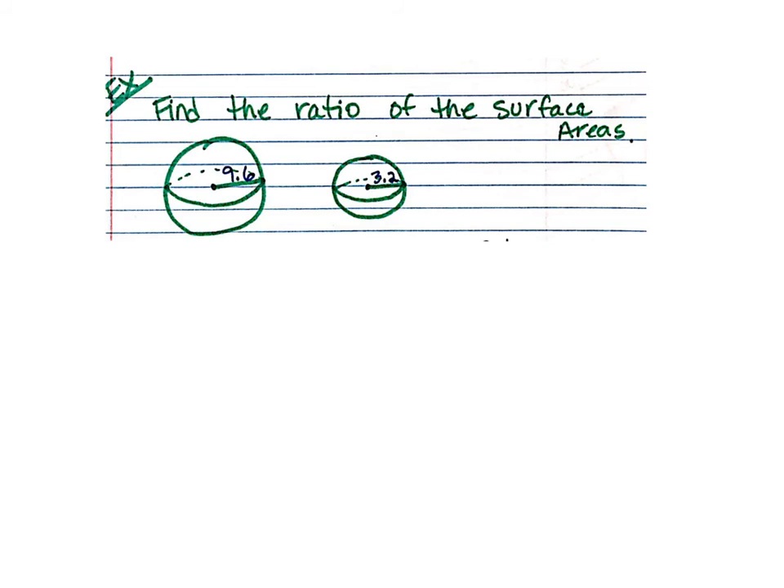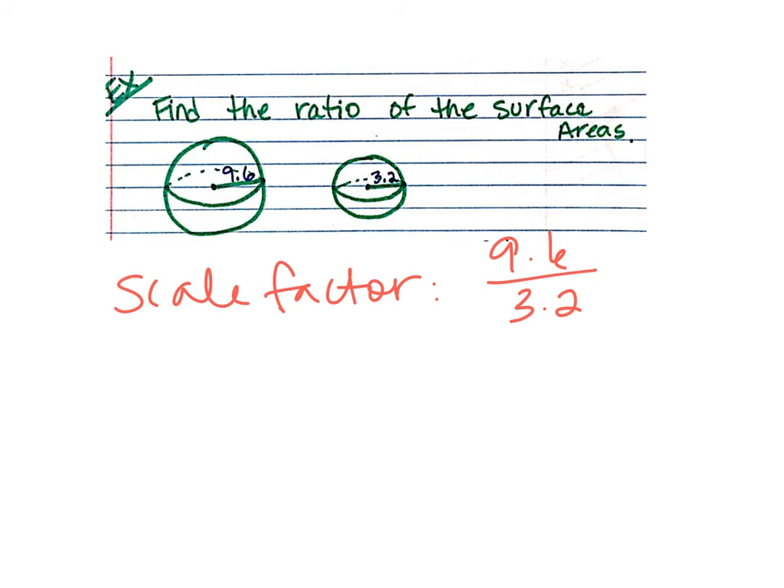This last example says find the ratio of the surface areas. So we have two spheres and it shows us what their radius is, and so we can find our scale factor. So the first thing we want to do is find the scale factor. If we take 9.6 over 3.2, we can reduce that, and it does equal 3 over 1. So our 3 over 1 is our scale factor.